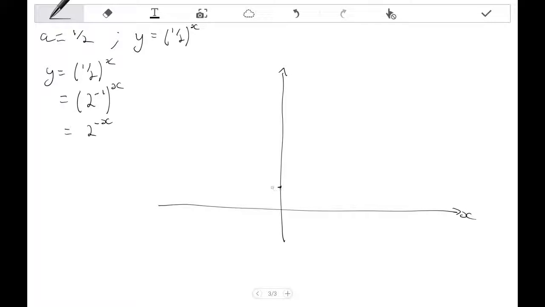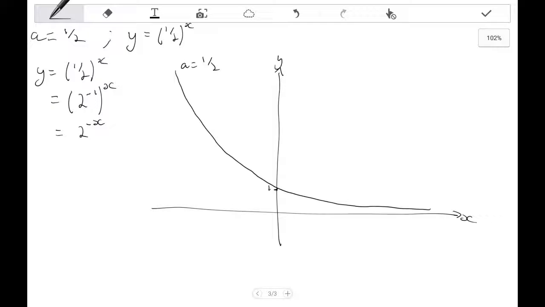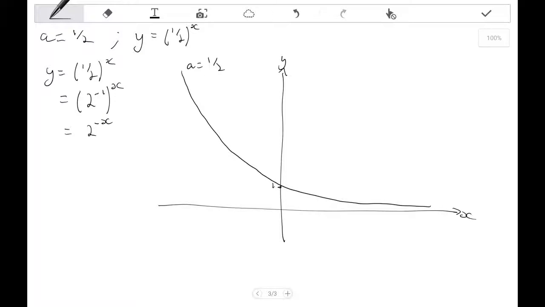So it will still go through this point 1 here, but instead of going up like that, it now goes down like that. That's a equals a half. So you see, if we've got a number that's bigger than 0 but less than 1, it looks exactly like it does for bigger than 1, but it's reflected in the y-axis. Okay, brilliant. That's all we need to really know about exponentials for now. We just need to be able to sketch the graphs.